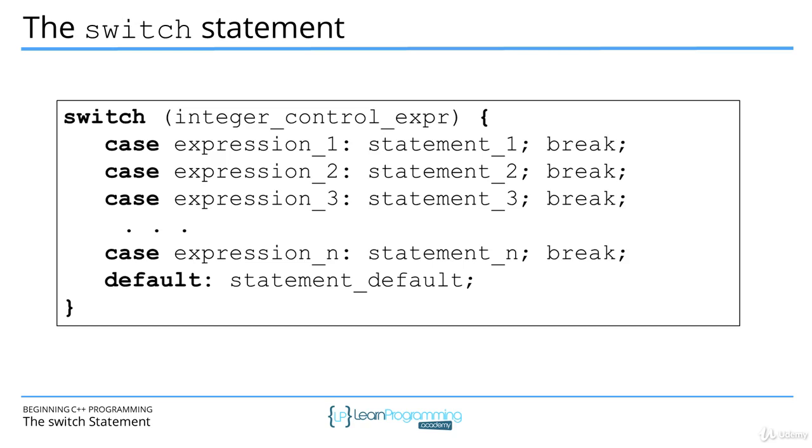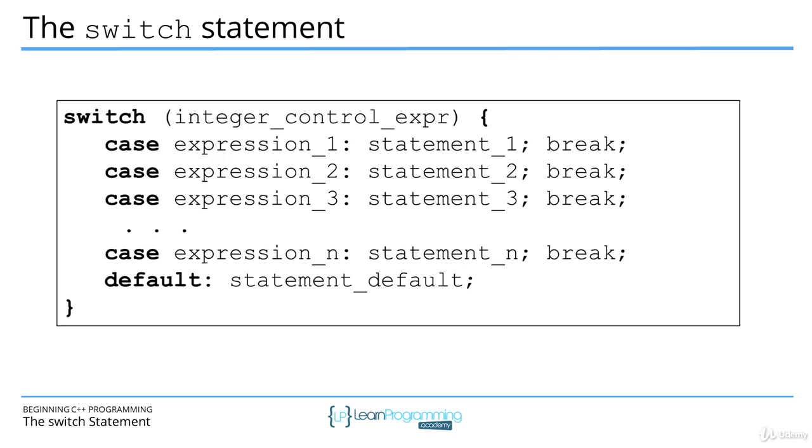The syntax for the switch statement is a little more involved than the if statement, but it's not too bad once you understand what it's doing. First, we have the switch keyword, which is followed by the control expression inside parentheses. This control expression must evaluate to an integral type or an enumeration type. Then you have a series of case statements enclosed in curly braces.